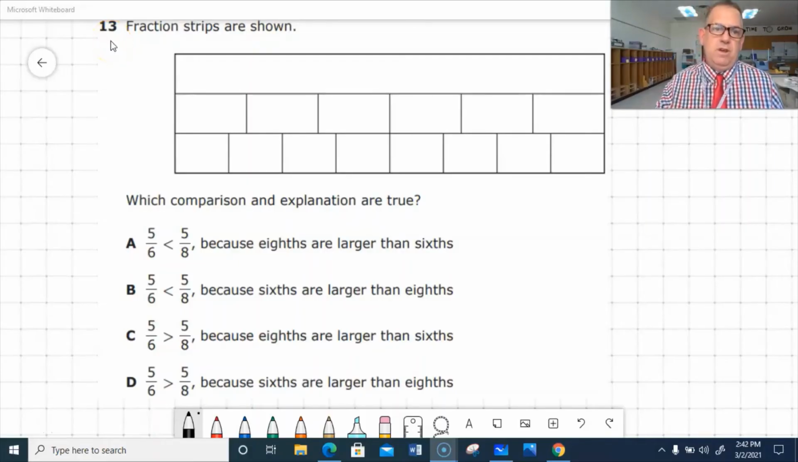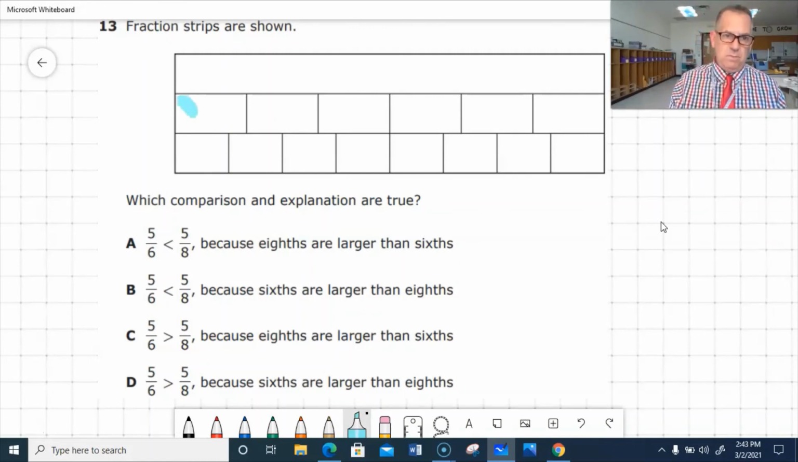Question number 13. It says fraction strips are shown, so it's a fraction strip. It says which comparison and explanation is true? So it looks like we're comparing 5/6 and 5/8. So just to make it a little bit easier, we'll go ahead and shade in our fraction strips to represent our problem. So I'll shade in 5/6 first.